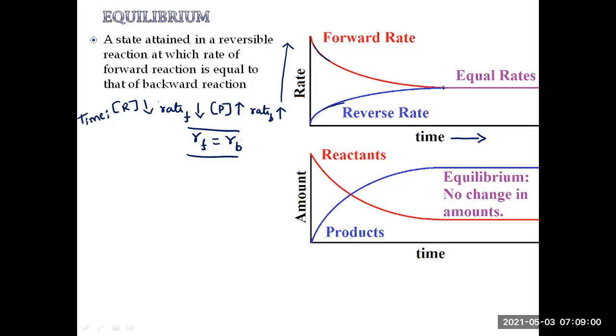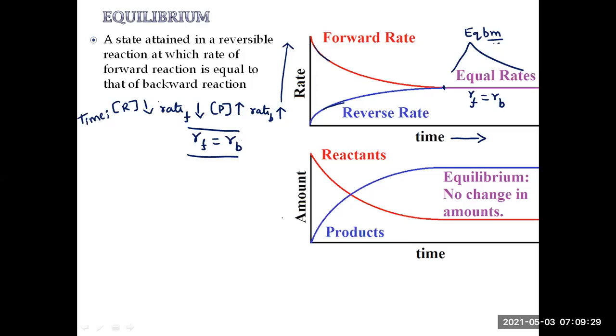After a particular time, what actually happens? The rate of forward reaction becomes equal to the rate of backward reaction. Equal rates. And that itself is the equilibrium. This stage is equal. I just write EQBM. So this is when we take rate versus time.